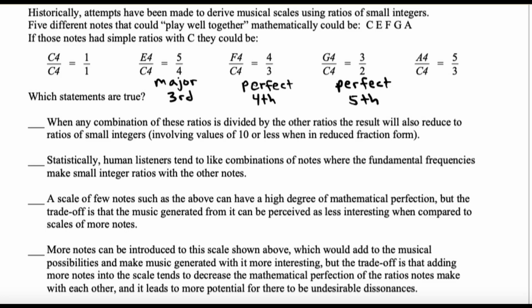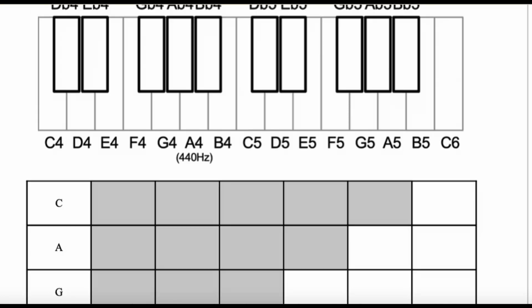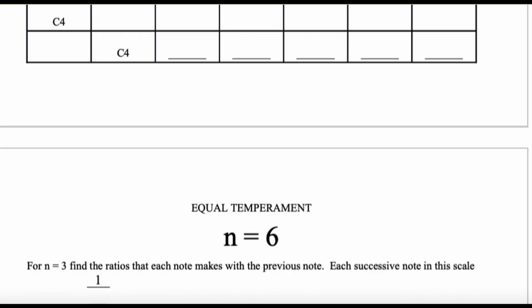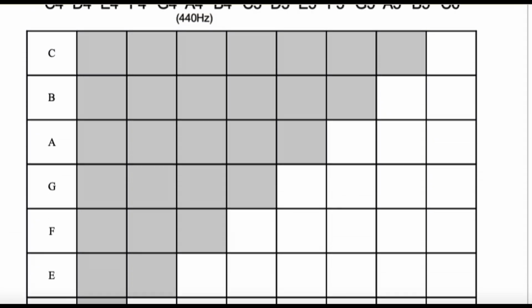So it says, when any combination of these ratios is divided by the other ratios, that'll reduce to ratios of small integers, involving values of 10 or less when they're in reduced fraction form. So that is almost true. It's almost perfectly true. We just have to refer back to the lab on that topic. If I go back in time to this lab here, this is the one that's relevant.